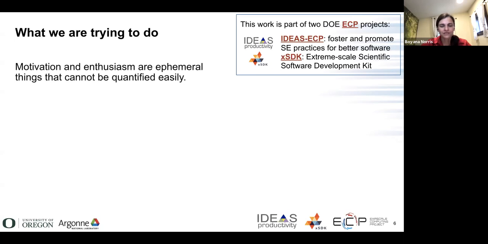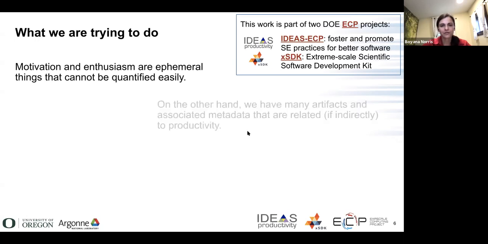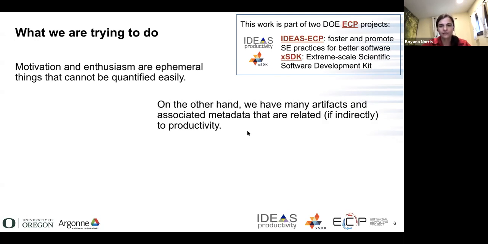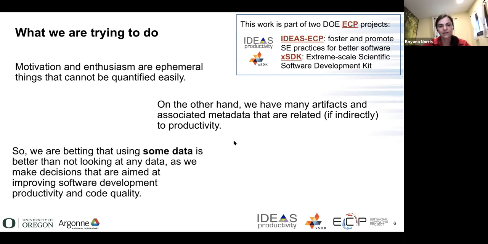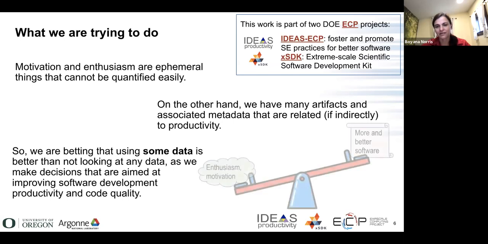So motivation and enthusiasm are great, but they're really difficult to quantify. On the other hand, we do have a lot of artifacts. We have the code and a lot of metadata that we generate as we develop code that may be related to productivity. So we are betting with doing this work that using some data is better than not looking at any data as we make decisions that try to improve our overall development productivity and code quality.